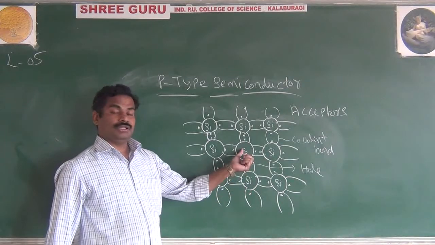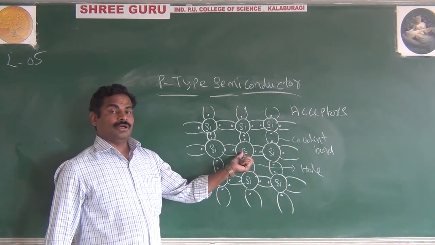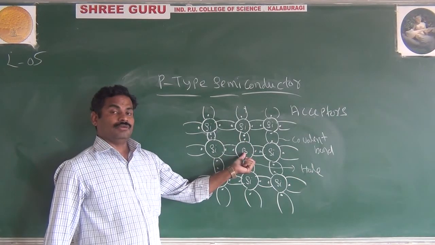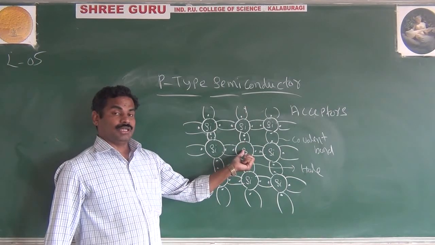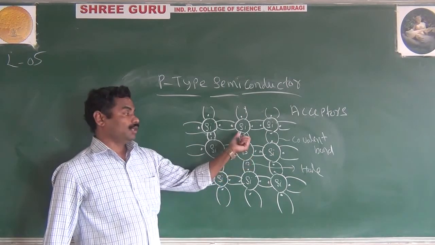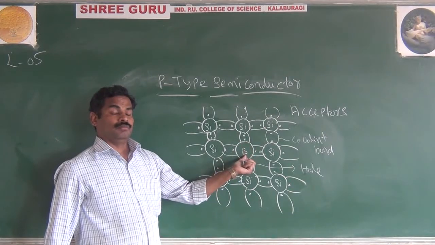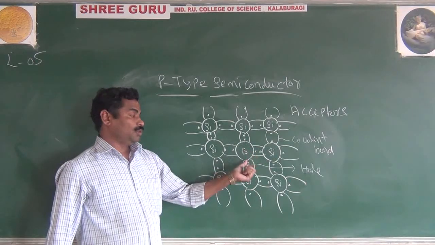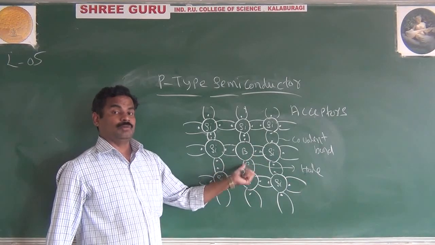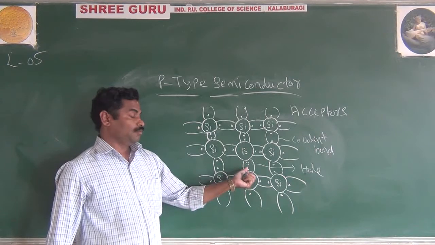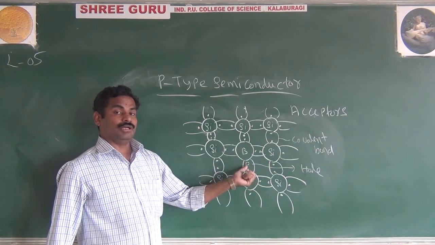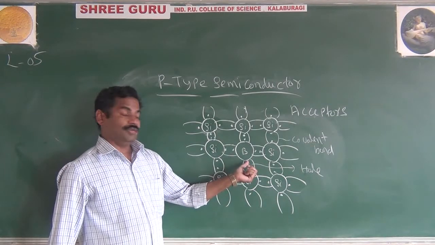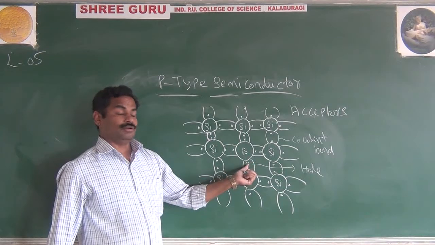It means if you take boron and add it to a pure semiconductor, then what happens? Your boron has only 3 valence electrons. These 3 of boron and 3 of silicon make covalent bonds. But here we have only 3 covalent bonds, which are full. The 4th covalent bond is incomplete, because we want another electron, but here you have only 1 electron. This deficiency of electron, this vacant place of the electron, is nothing but the hole.